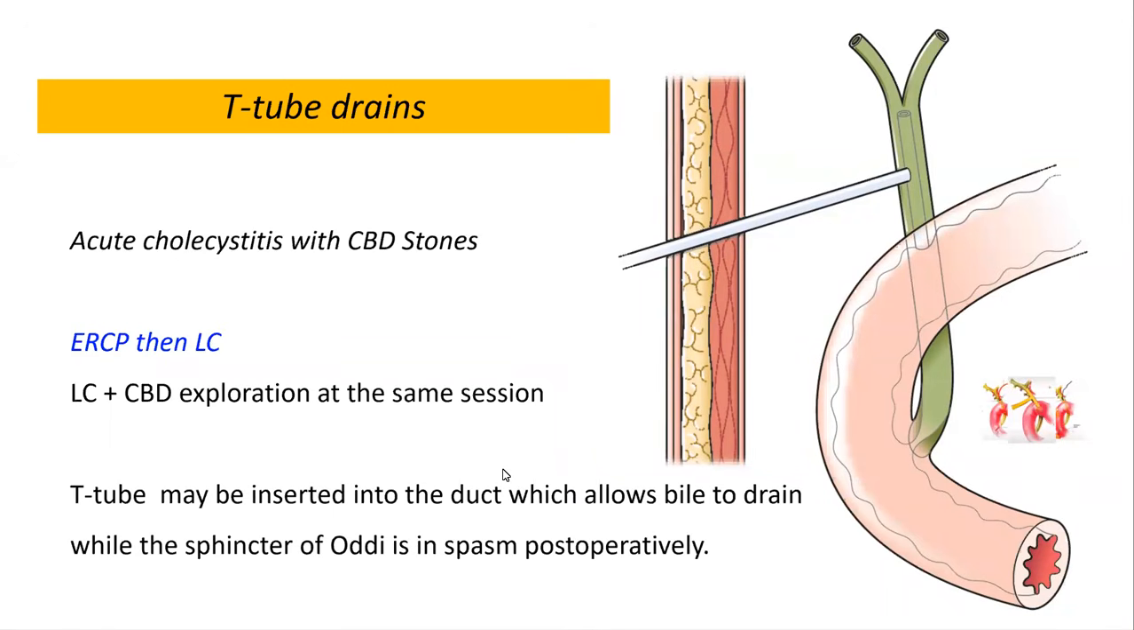Now we are going to talk about T-tube drains after laparoscopic cholecystectomy. Two of the known options for acute cholecystitis with CBD stones are either you do ERCP, then laparoscopic cholecystectomy within 72 hours, or a second option is doing laparoscopic cholecystectomy and at the same session, at the same surgery, you do CBD exploration, and after CBD exploration, you will put a drain in. Why? Because this will allow the bile to drain while the sphincter of Oddi is in spasm post-op.